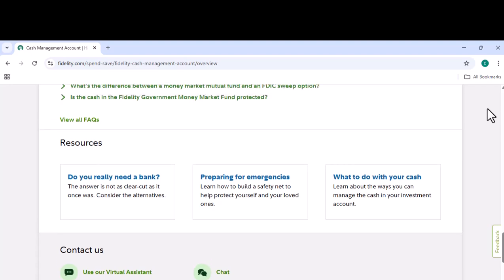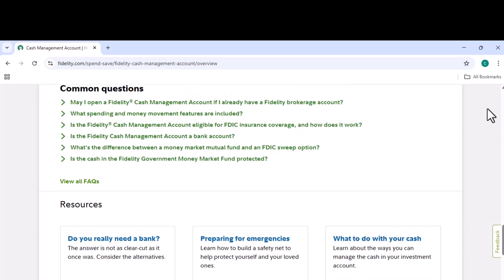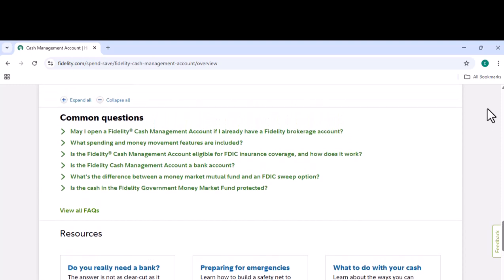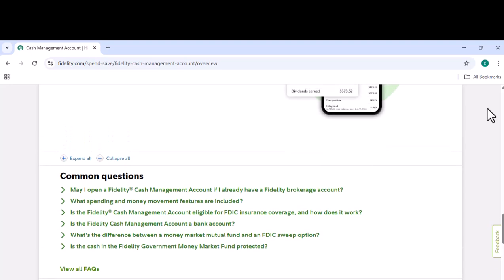So, are these cash investments the same as a savings account? The short answer is no, not exactly, but there are some overlaps and nuances we need to explore. Here's a breakdown of the key differences.